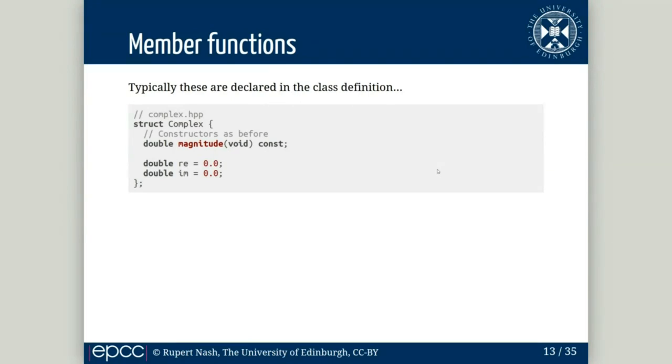But here we can see how we are declaring complex, and now we've added a member function called magnitude, which returns a double. Now you'll notice it's also got const at the end of it, but we'll cover const in more detail later.